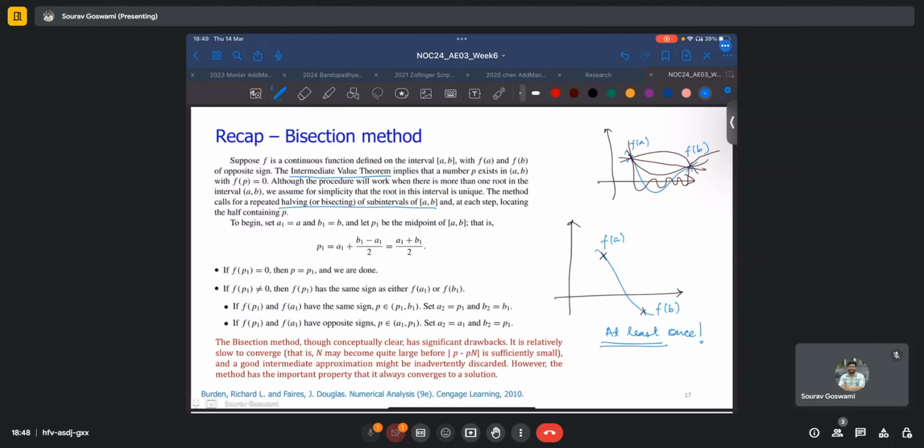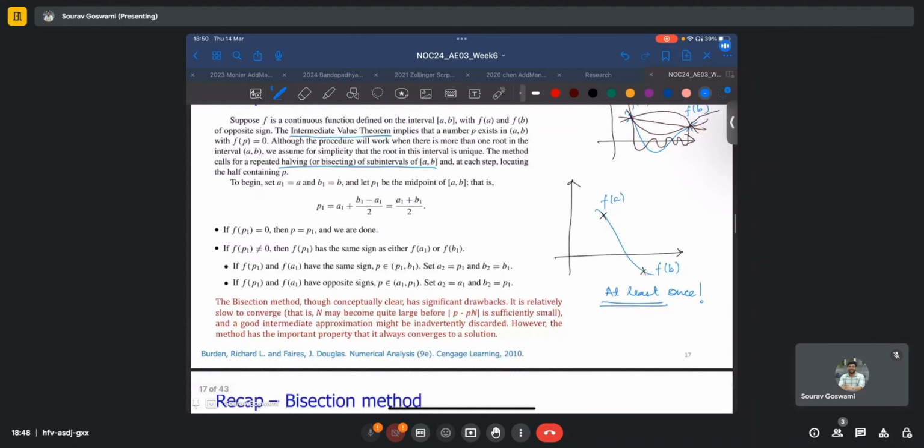And here we have some semblance of the method, not quite a pseudocode. So we set a1 equals a and b1 equals b, and let p1 be simply the midpoint of a and b. That is, our first guess of the root is a1 plus b1 by 2. Now, if the value of the function at p1 is 0, then we are done, because that will imply that p1 is a root of the function.